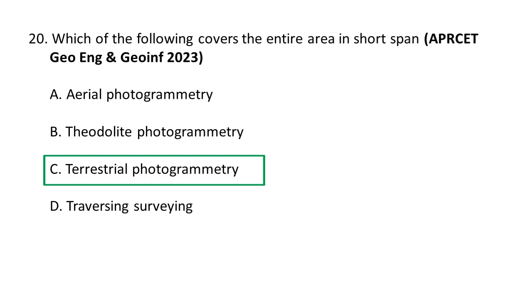Terrestrial photogrammetry, also known as close range photogrammetry, is a technique that involves taking photos from a fixed position on the ground with the camera to capture detailed images of the objects. So C is the correct option.